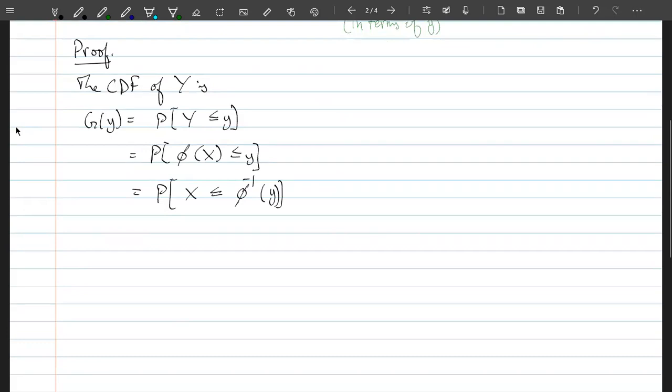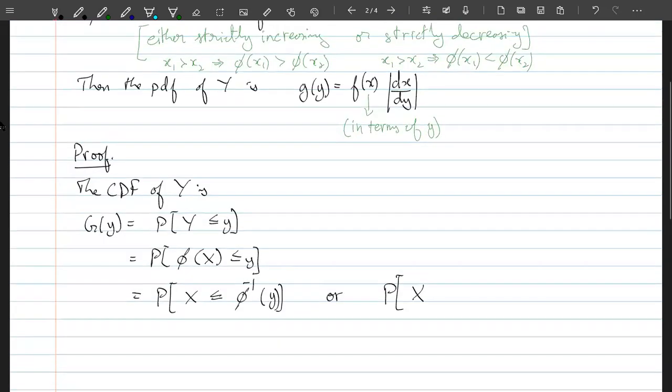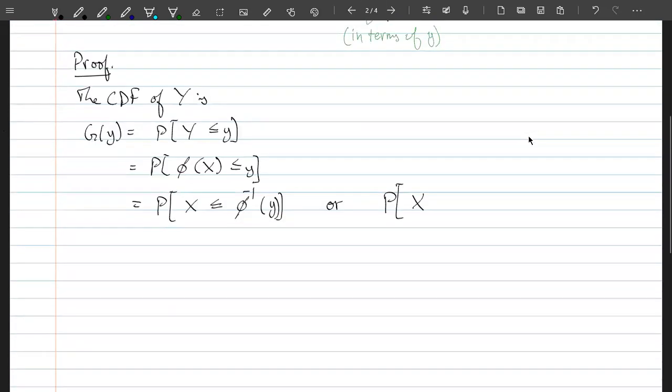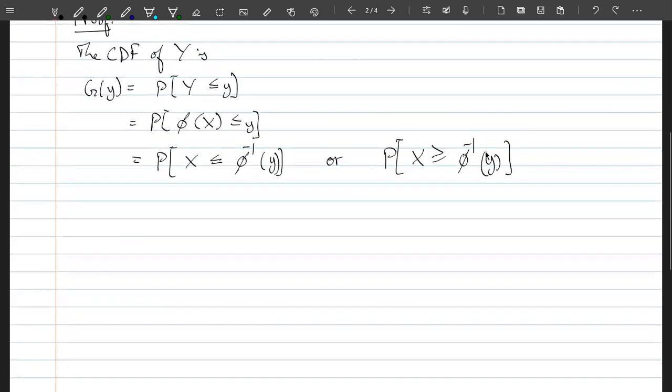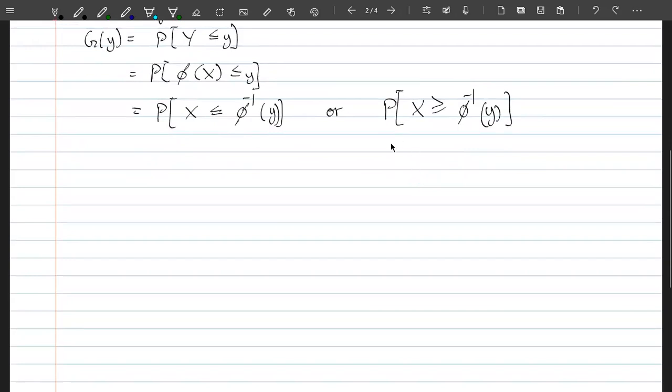But this is not always so. It is possible that phi is a decreasing function, right? This is the other possibility. So in that case, the inequality will be inverted. So we'll have x greater than or equal to phi inverse of y. Okay, we'll first deal with this case and then go to this case. And I'll explain why this can happen or how this inequality is reversed when I discuss that case. So let us first look at this case.